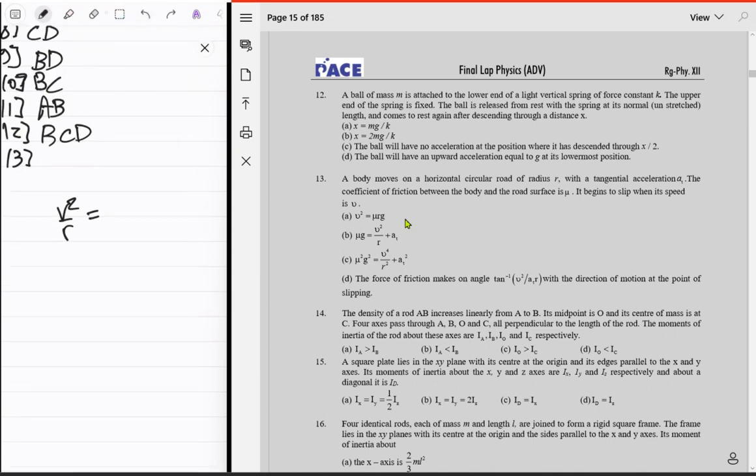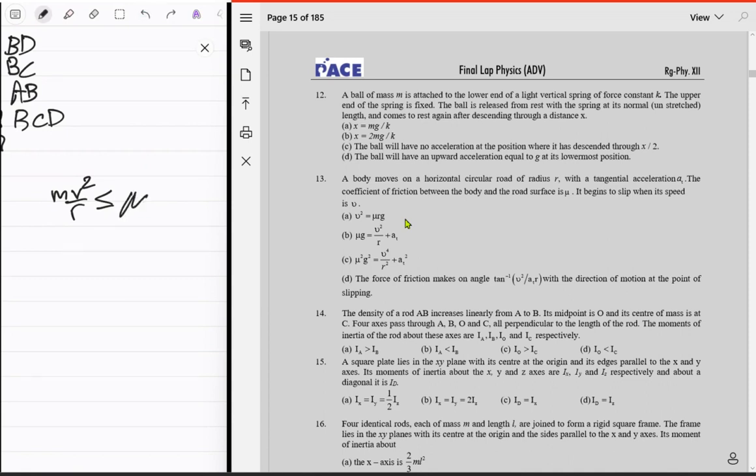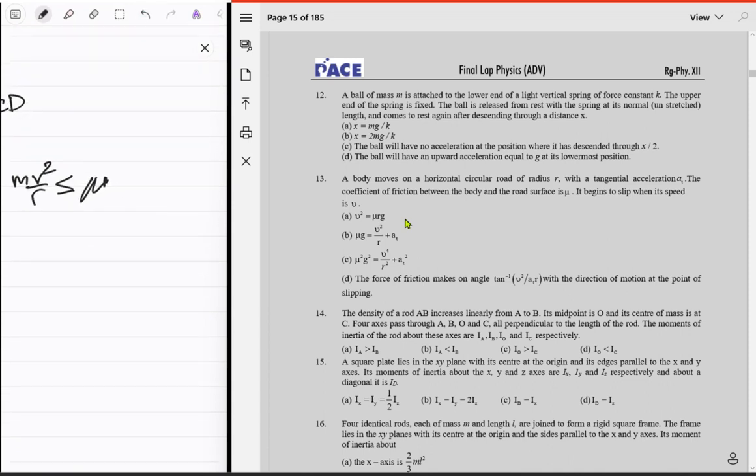This is less than or equal to, so mv squared upon r is less than or equal to mu times mg. कुछ और ऐसा है, is this r changing? नहीं, then there's no problem with that. R double dot is 0 in that case, so the radial component of the acceleration vector is just mv squared upon r.